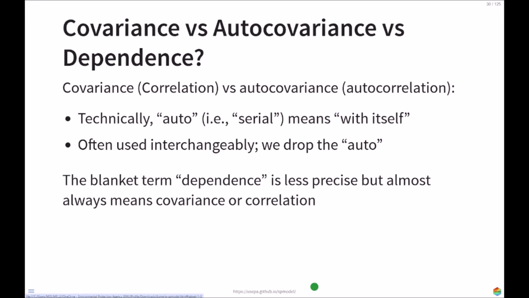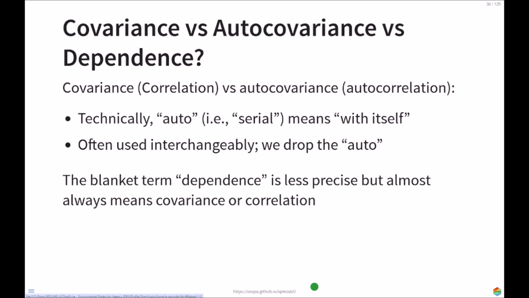Sometimes in spatial statistics, you'll see this "auto" thrown around. So covariance is referred to as autocovariance. Correlation is referred to as autocorrelation. Technically, auto, in other words serial, means with itself. So you'll see autocorrelation used in time series, for example, where we're thinking about correlation between different days, the same series that we're measuring on different days. But sometimes these things are used interchangeably.